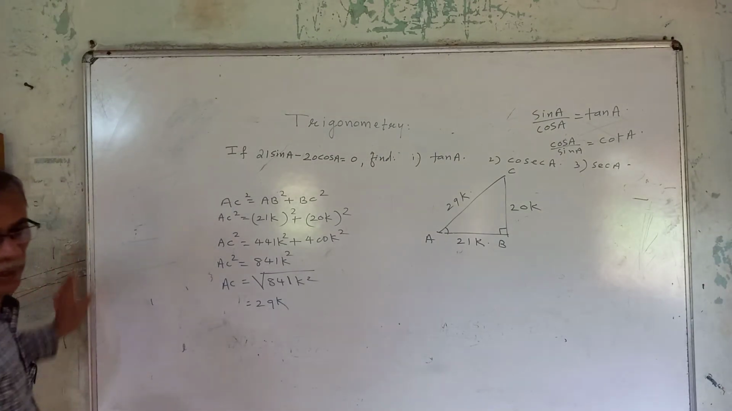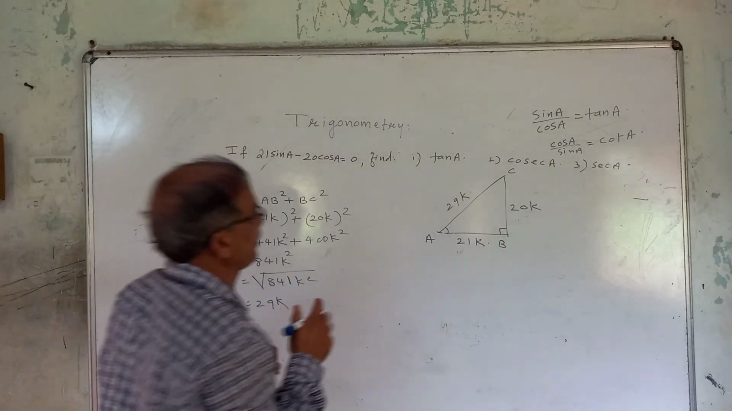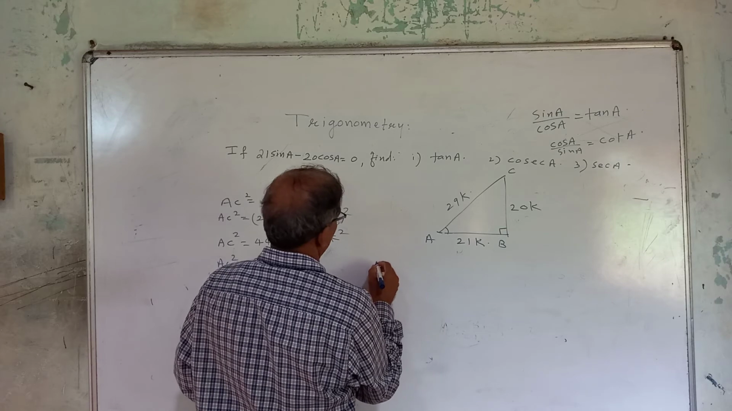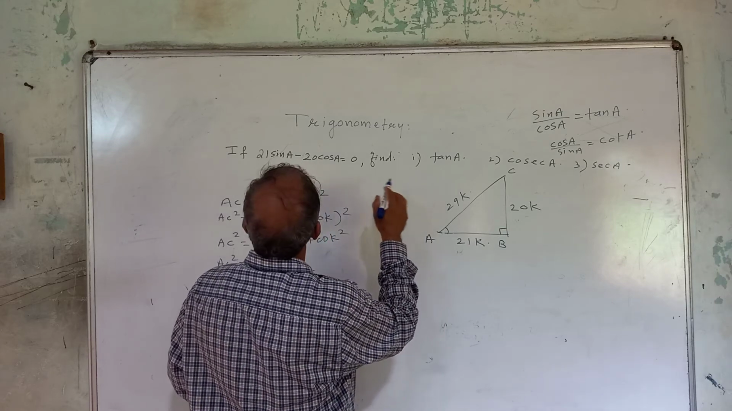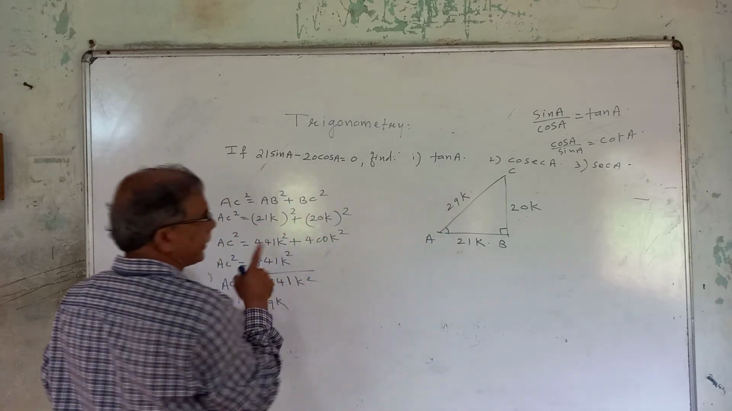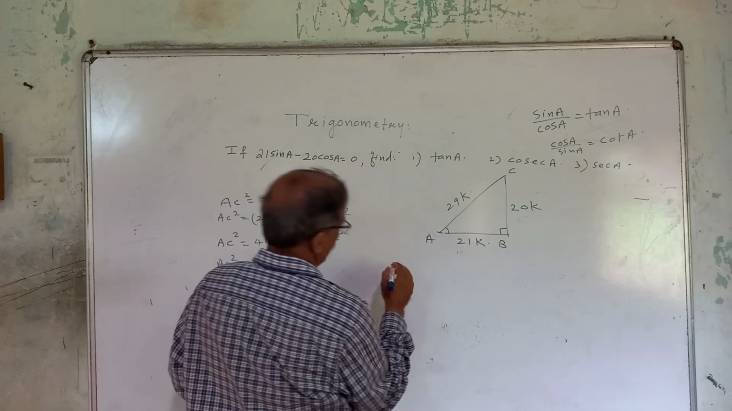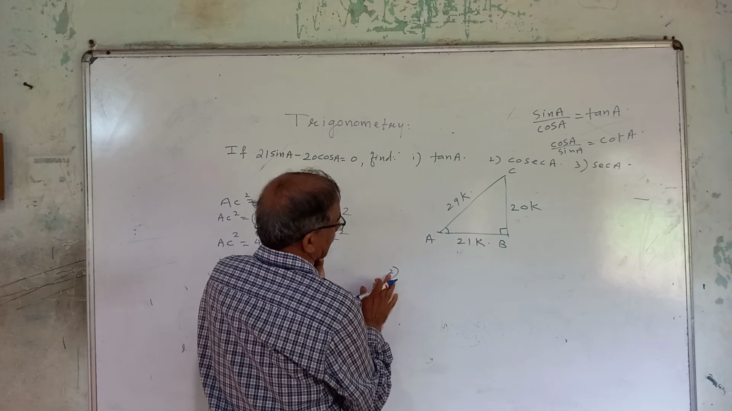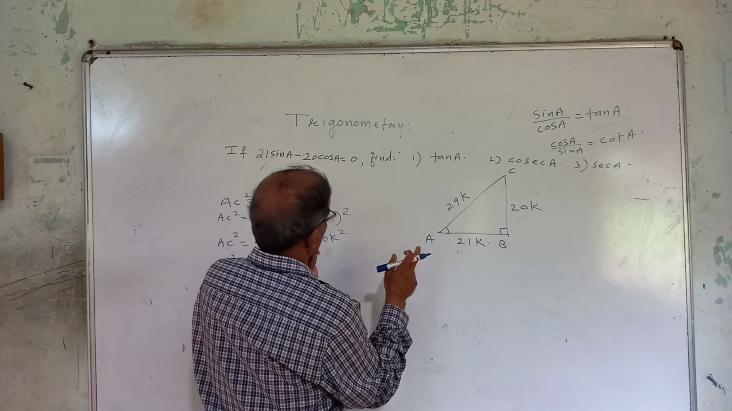So now we can find the remaining ratios. What are the remaining ratios? So that is this, tan A. We have obtained that tan A, isn't it? Now the second ratio. First tan A was given, that we obtained.